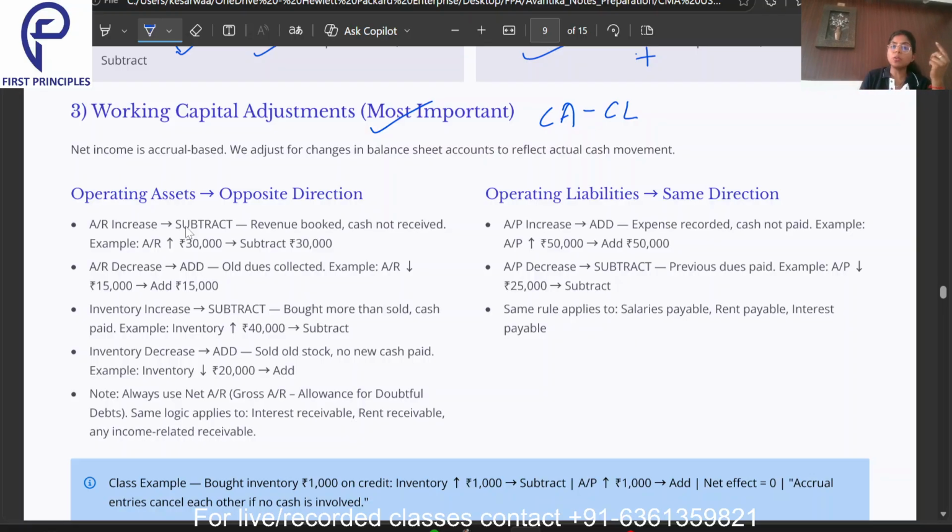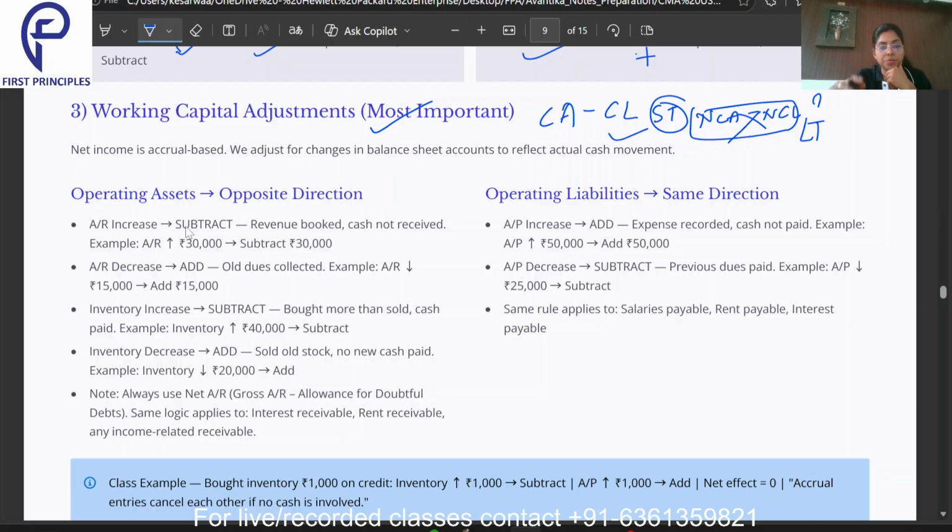Achha, why do we take only current assets minus current liabilities? Why not non-current assets and non-current liabilities? Because this is long term, this is short term, and this can be easily liquidated. That's why.